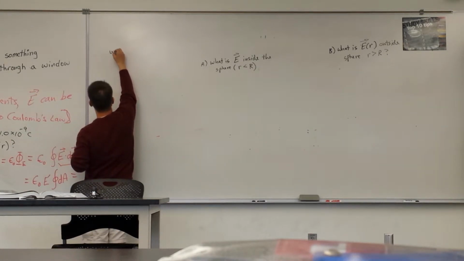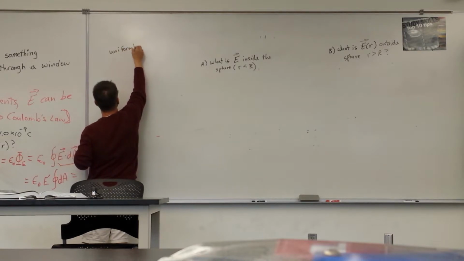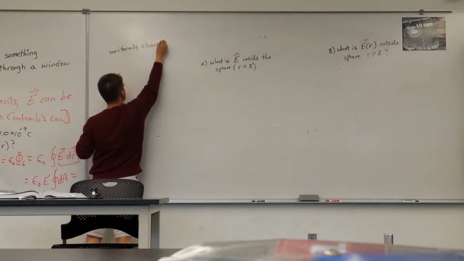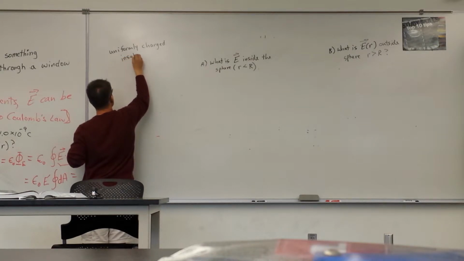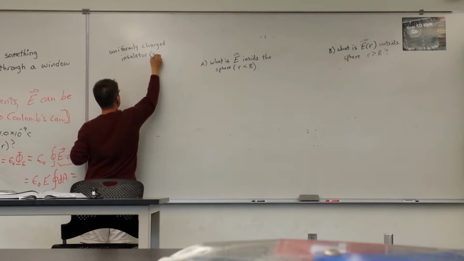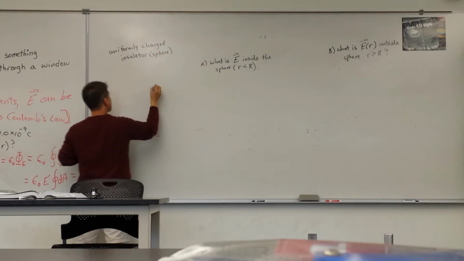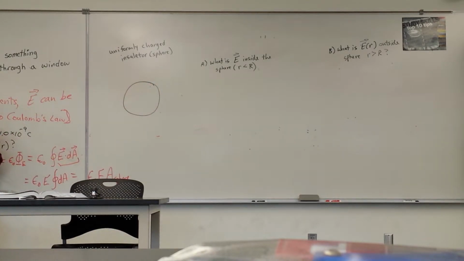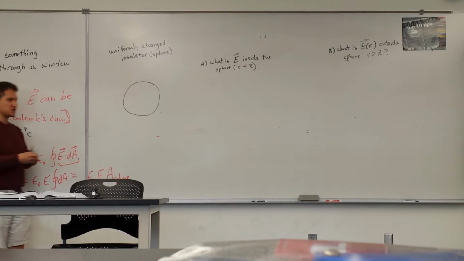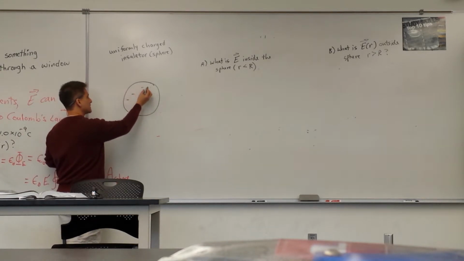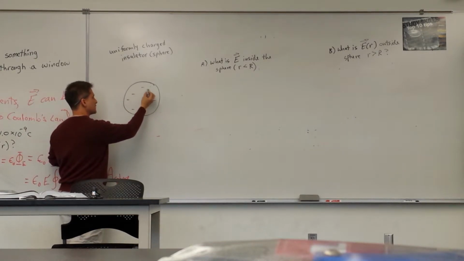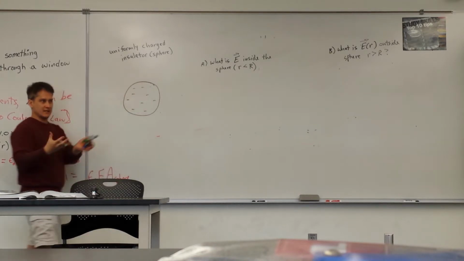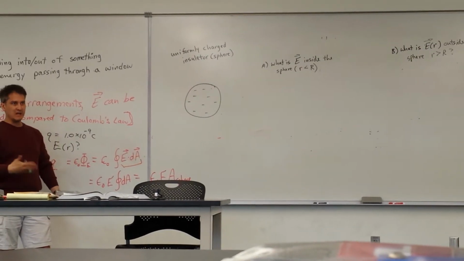If you have a uniform charged insulator sphere, and to make it even funner, let's make the charges negative. So this is not a semiconductor, but some insulating element that doesn't allow charge to flow, plastic or something.